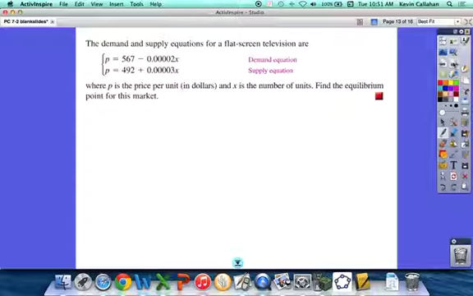Set them equal to each other, right? If P equals this and P equals that, then this equals that. Solve. Now, I'm going to write it just like they have it there, so I can work with it. P equals 567 minus 0.0002x. P equals 492 plus 0.03x.